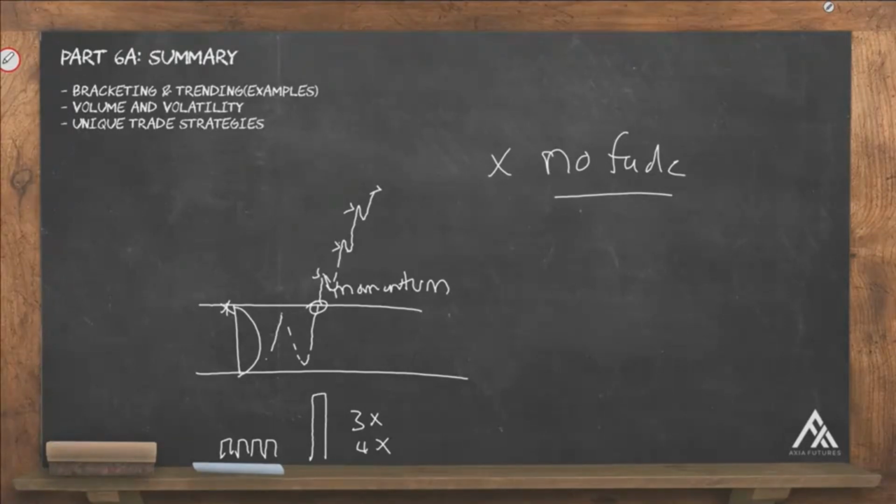So that would be our unique key strategy when we break out of a bracket or a market that's been bracketing for maybe a few auctions or maybe even a few days. The key is we want to see volume and, note, volatility on the break above on that trigger point.